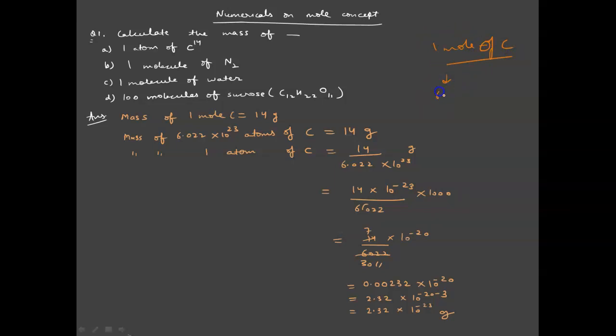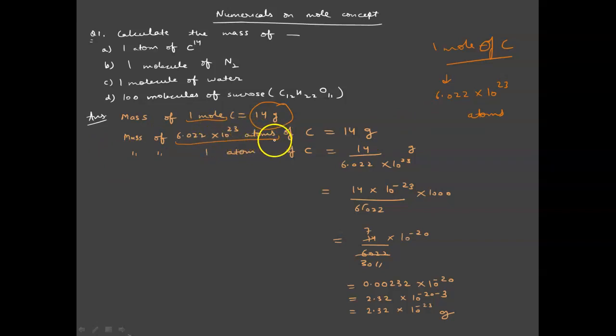So what is 1 mole? It is not one atom. It is 6.022 into 10 to the power 23 atoms of carbon. So what is the mass of 6.022 into 10 to the power 23 atoms? It is 14 gram. Now mass of 1 mole equals this, and 1 mole is 6.022 into 10 to the power 23 atoms. It comes to 14.